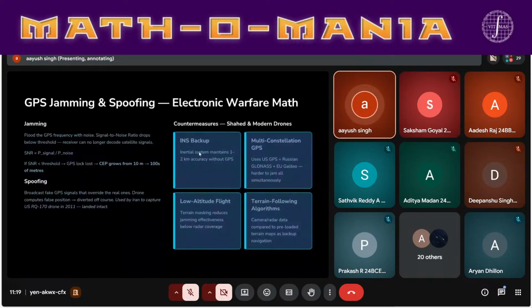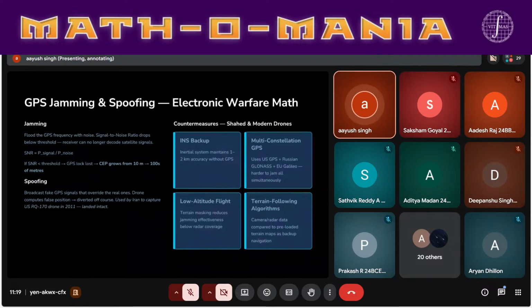So first is INS backup, which we talked about in the previous slide. Second is the multi-constellation GPS. It uses US GPS, Russian GLONASS, EU Galileo. It is very hard to jam all of them simultaneously.